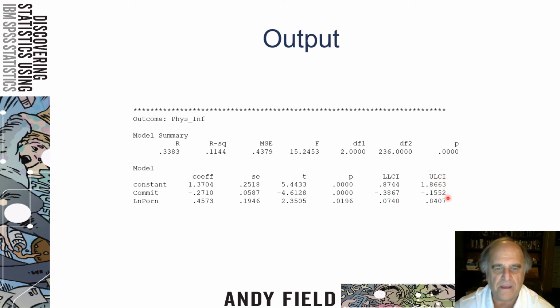Again, you get your T here, your standard error here, your coefficient here, and your lower and upper confidence intervals here. Also, of course, pornography does have then a direct effect after you remove the indirect effect. And that direct effect is a coefficient of 0.4573. Here's our standard error, our T. Our P is 0.0196. So pornography still has a significant effect on physical infidelity after you control for commitment. But I mean, that doesn't tell the whole story. We wouldn't need PROCESS if that told the whole story.